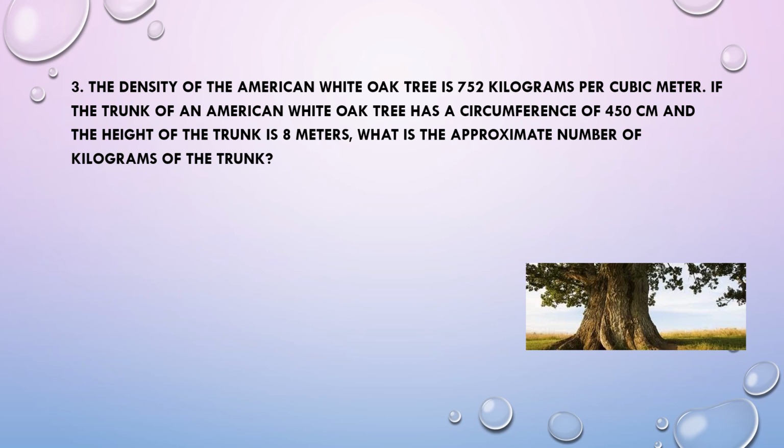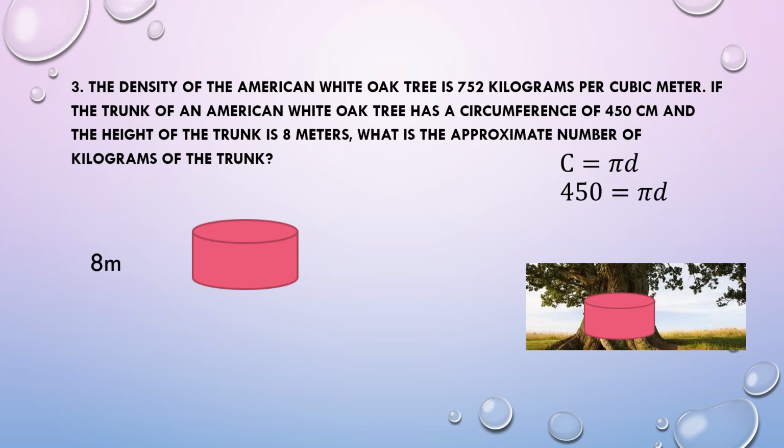Okay. So for this one, we have the density of the white oak tree is 752 kilograms per cubic meter. If the trunk of the tree has a circumference of 450 centimeters and a height of the trunk is 8 meters, what is the approximate number of kilograms in the trunk? So make sure here that you have centimeters that you're working with and you have meters. So at some point you're going to have to convert here. So as you can see, a cylinder is our tree trunk. So we have to figure out the height, which is 8.